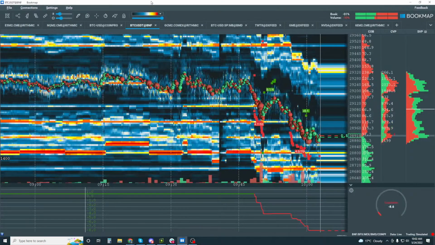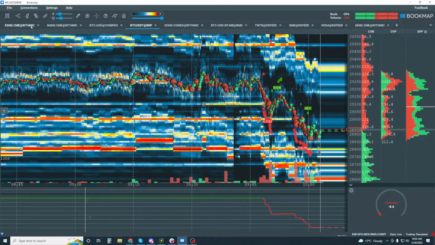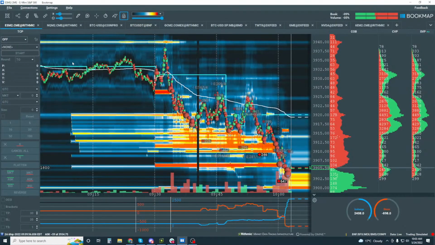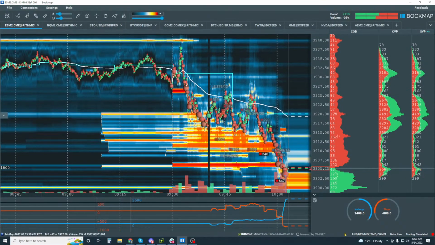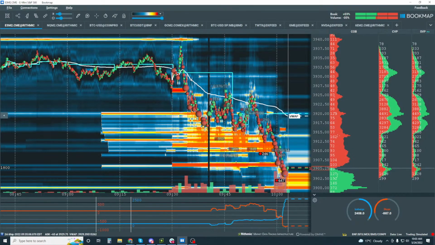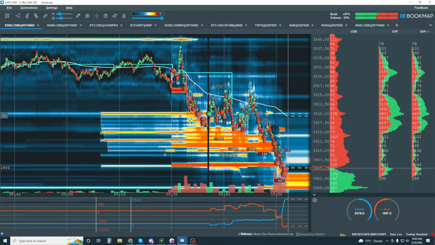All right, let's jump in. Any questions? We'll take a look here at the S&P E-mini. We can look at other instruments as well. Just off the bat here, what do you guys notice? What do you see in here that is happening on the bid on the way down?